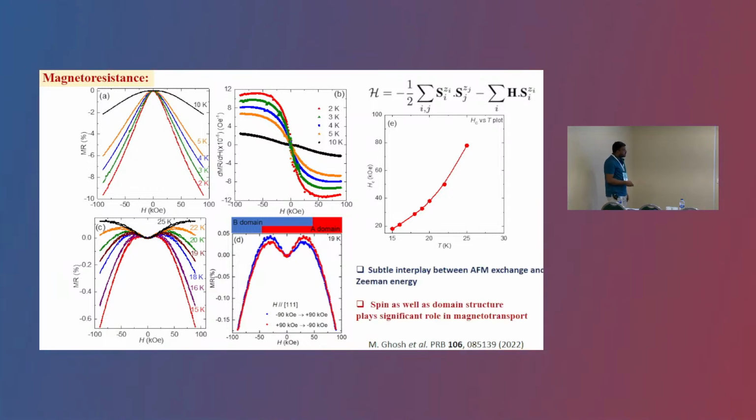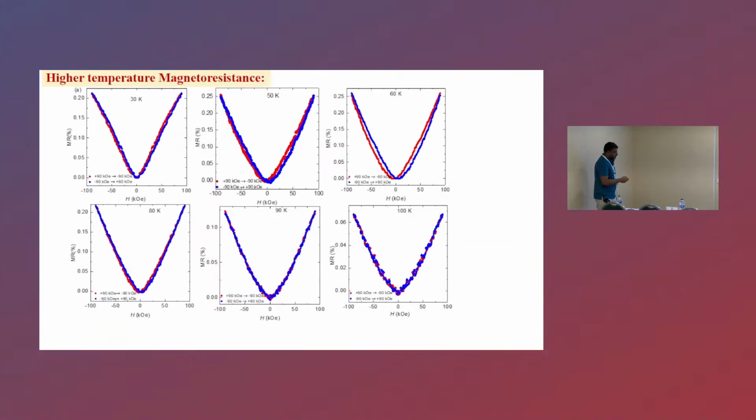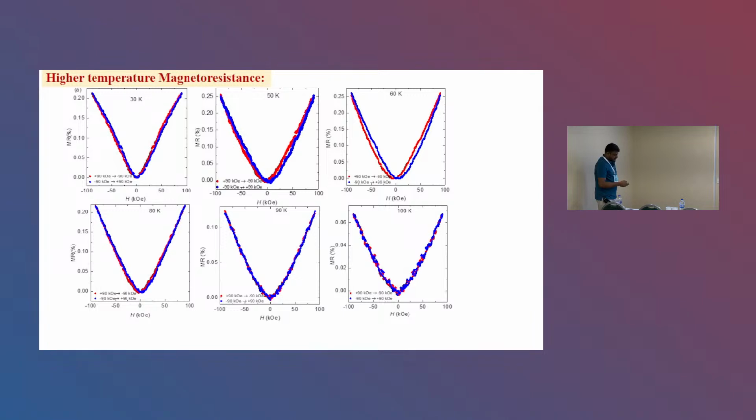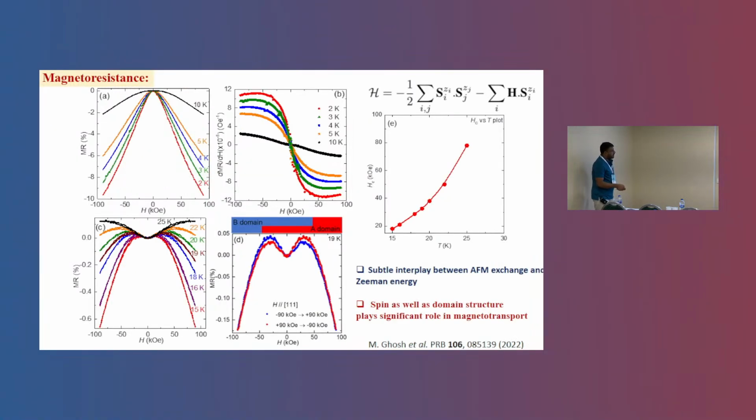And this hysteresis is present up to 80 Kelvin, which is the transition temperature. So it confirms that there is a subtle interplay between the antiferromagnetic exchange and Zeeman energy, and this spin as well as the domain structure plays a significant role in the magnetotransport properties.